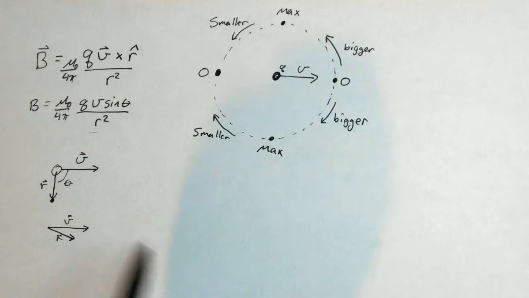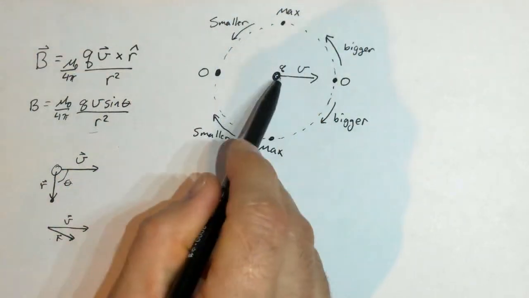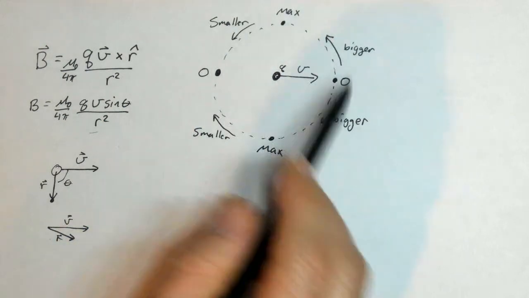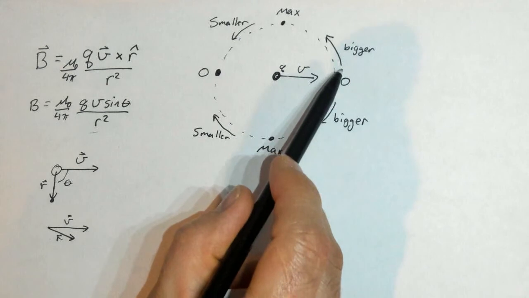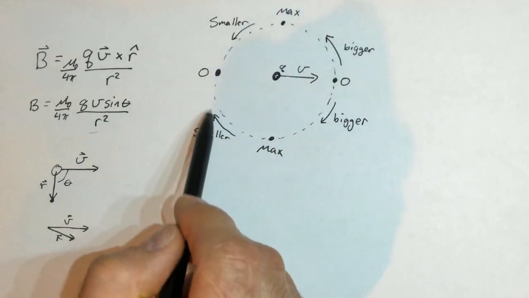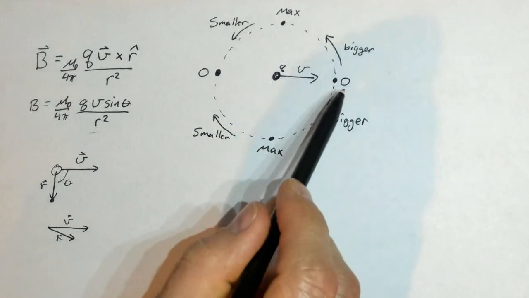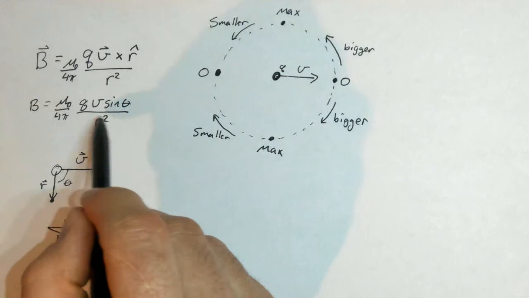Okay. So if I were to measure the magnetic field everywhere around this moving charge in this picture, then the field would be 0. It'd get bigger until maximum here. It gets smaller till 0. Get bigger till maximum here. It gets smaller till 0 again. Okay. So that's how this sine of theta comes into play.